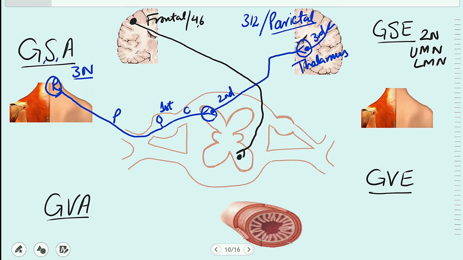Here it will synapse with the lower motor neuron, and the lower motor neuron will come out of the spinal cord and reach the skeletal muscle that it has to supply. So I will repeat. The general somatic efferent component has an upper motor neuron and a lower motor neuron. The upper motor neuron starts in the frontal lobe area 4-6. It descends and crosses to the opposite side, and reaches the ventral horn of the spinal cord, where it will synapse with the lower motor neuron, and the lower motor neuron will come out of the spinal cord and reach the destination, that is the skeletal muscle.